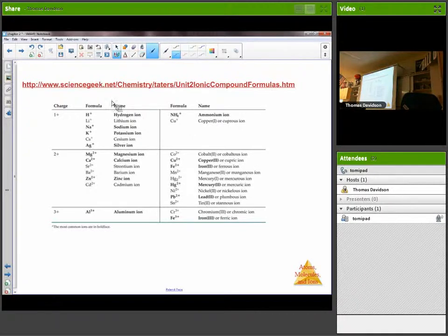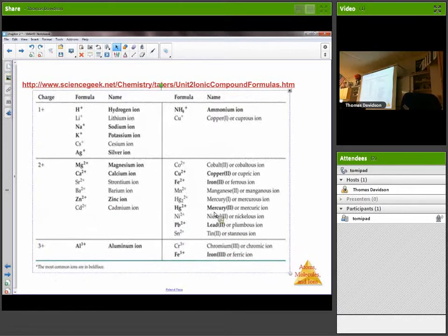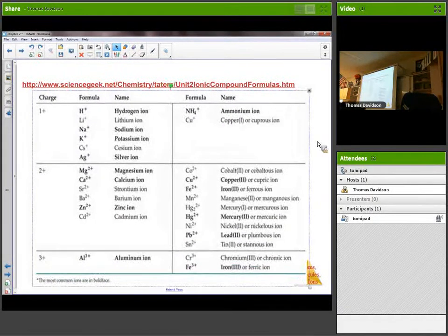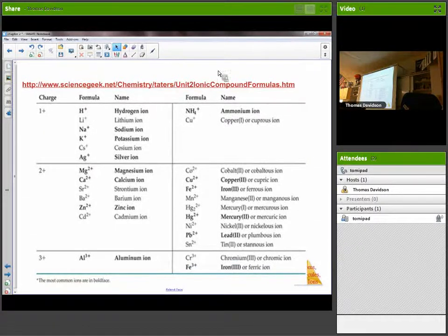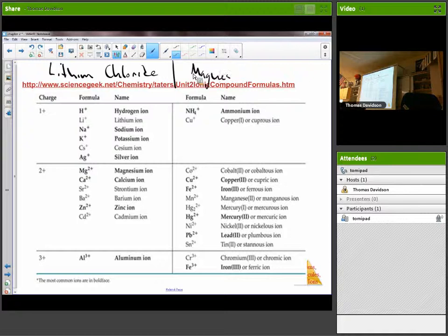I'm going to leave this up here while we just do a couple of examples. Can you see that? I tried to print this morning and I must have sent it down to the office. So here we go. Using this chart, or the periodic table, I want you to come up with the formula of the following. So lithium chloride, that's one. How about magnesium phosphide? See if you can figure out the formulas to both of these.